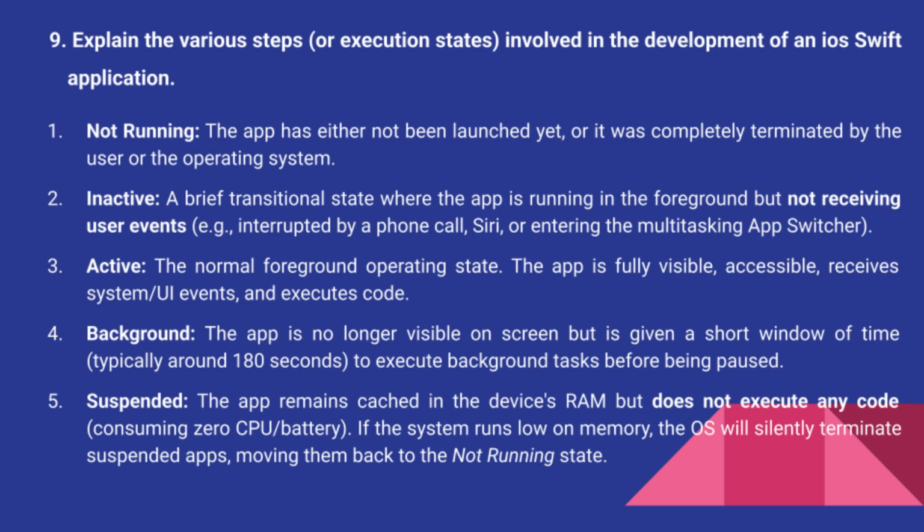Finally, we have the suspended state. Once that background grace period ends, the OS freezes the app. It stays cached in the device's RAM so it can relaunch instantly, but it is forbidden from executing code, meaning it consumes 0 CPU and 0 battery. However, keep in mind, if another app needs memory and the device runs low, the OS will silently kill suspended apps to free up space. Explaining this lifecycle cleanly demonstrates that you know how to build apps that respect the device's hardware limitations.